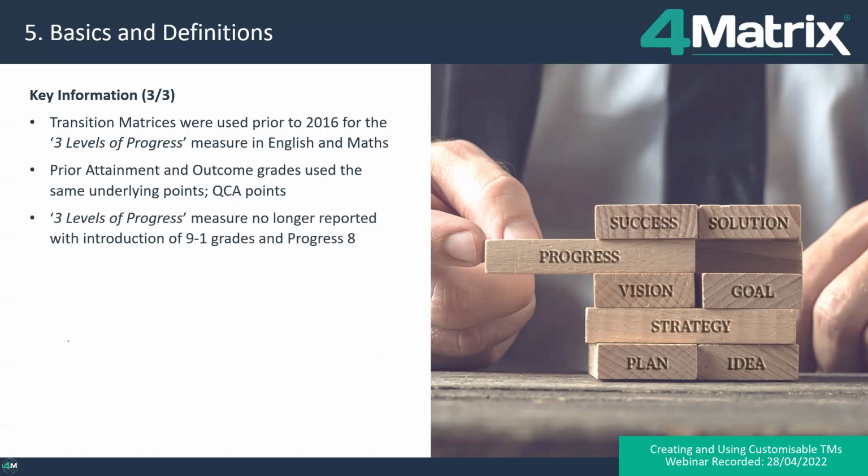With the introduction of Key Stage 4 9-to-1 outcome grades in 2016, the 3 levels of progress measure was no longer reported on, and there is no direct replacement. It was superseded by the much more holistic measure, Progress 8, which looks at attainment across a range of subjects.